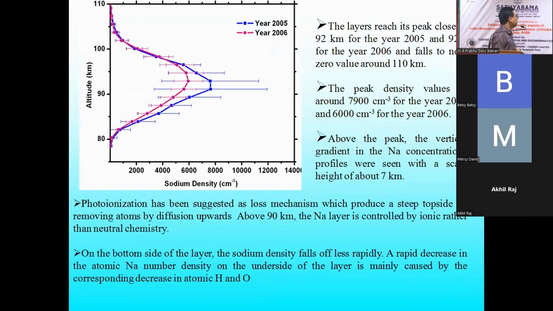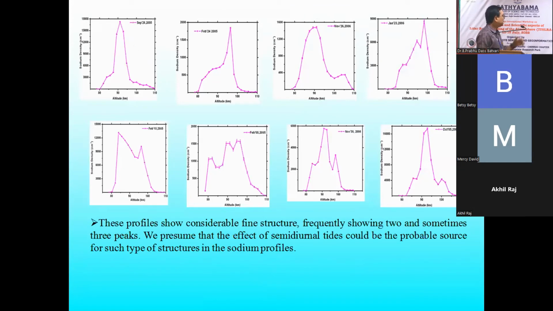And this is a yearly average of 2005 as well as 2006. Comparing this to 2005, we observed a larger amount of sodium in 2006. This 2D graph explains the sodium layer having different peaks, like 2 peaks, 3 peaks, that we have observed throughout some of the sodium layers.